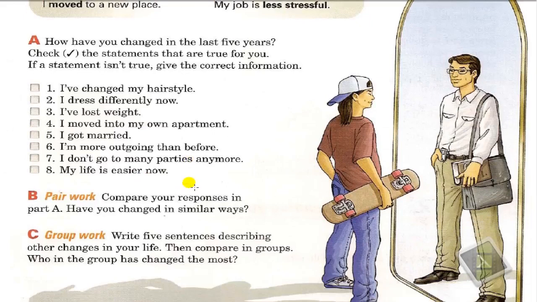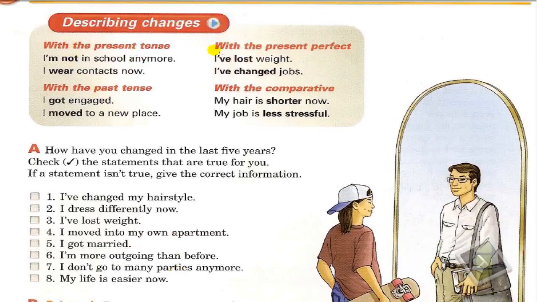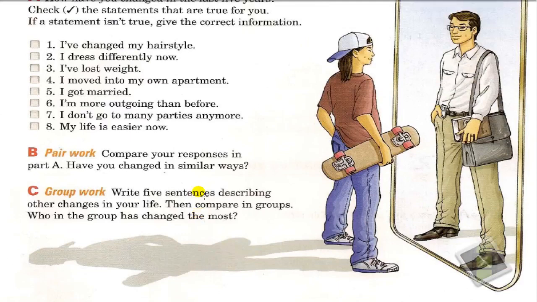C. Group work. Write 5 sentences describing other changes in your life. Then, comparing groups, who in the group has changed the most? Here, you should write different sentences. You can use the present tense, the past, the present perfect, the comparative. Example: I became rich. I am rich now.